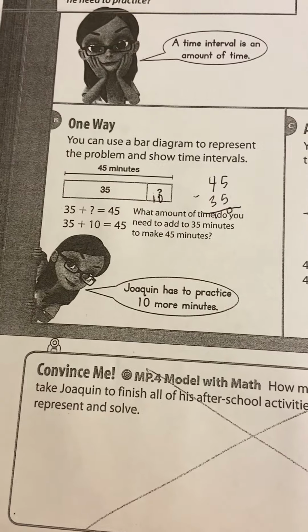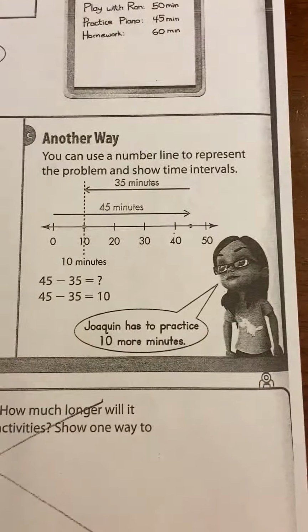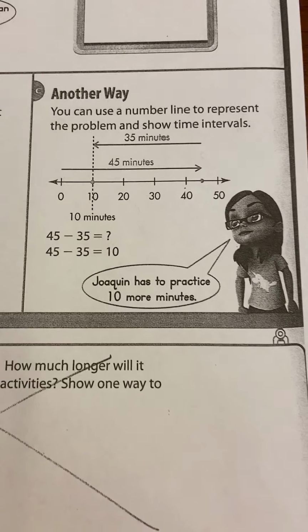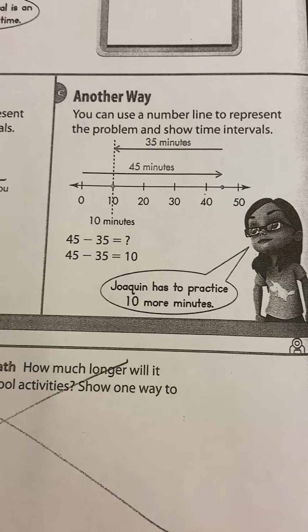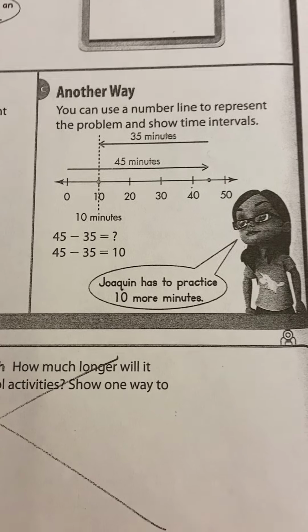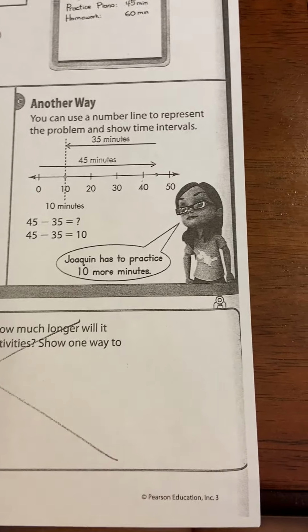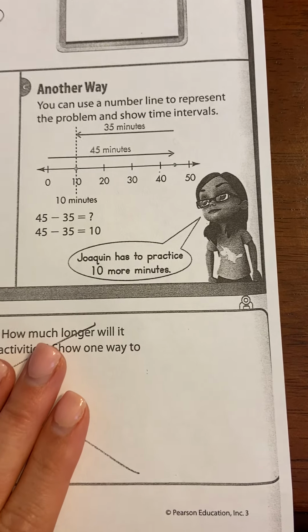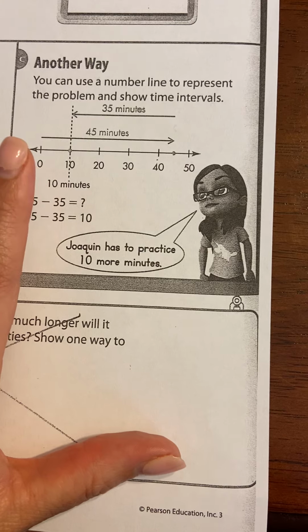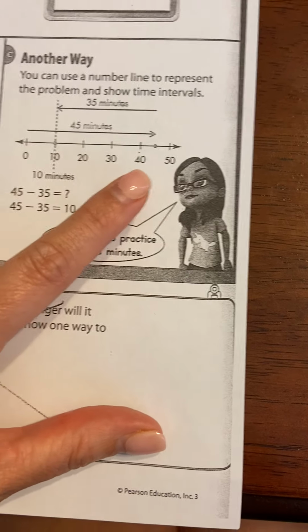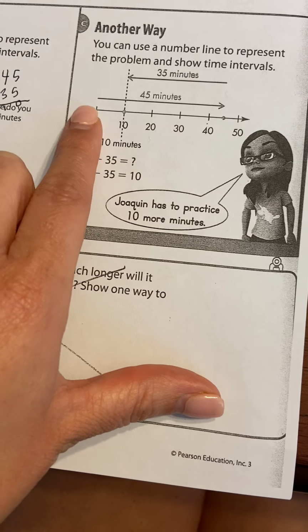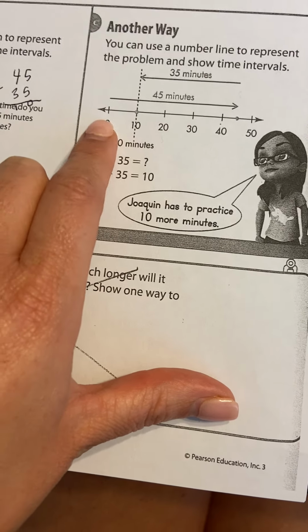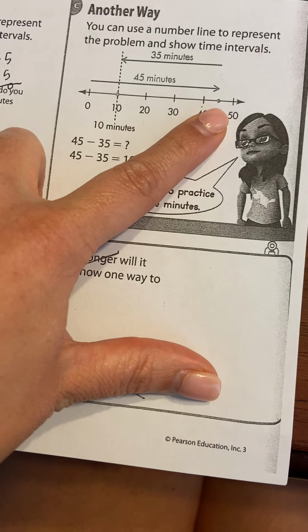Okay? Another way that you could look at it would be using a number line. It says you can use a number line to represent the problem and show time intervals. So this way we could subtract it. Just another way of looking at it. Okay, so we have the number line here. The number line goes in increments of 10: 0, 10, 20, 30, 40, and 50. We know that 45 minutes is the amount of time he needs to practice. So from 0 to 45.